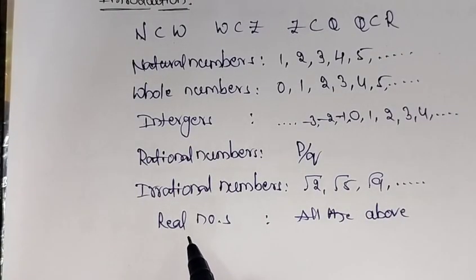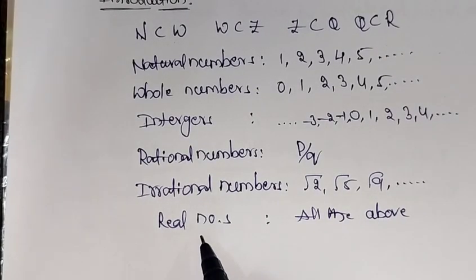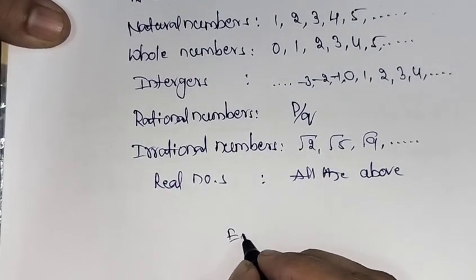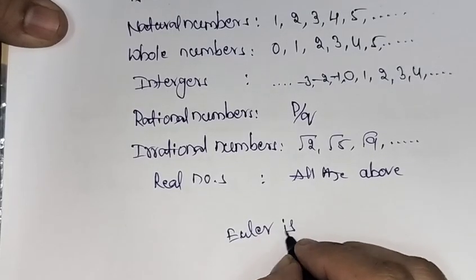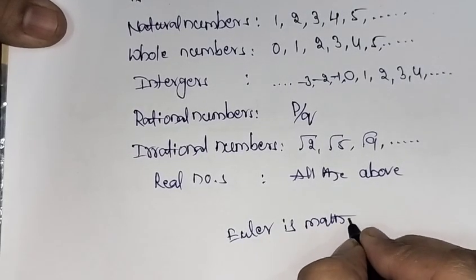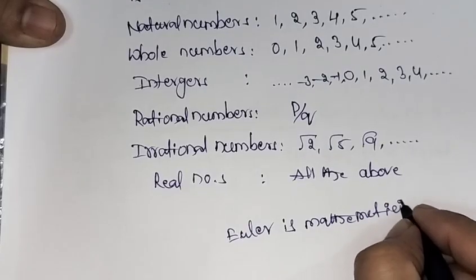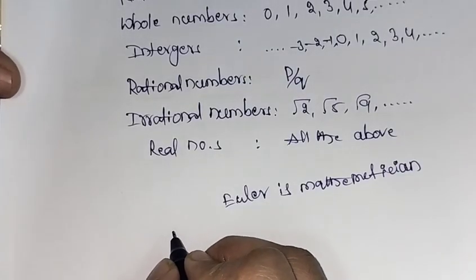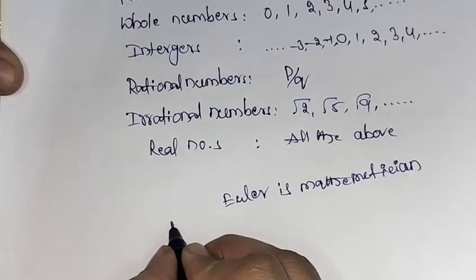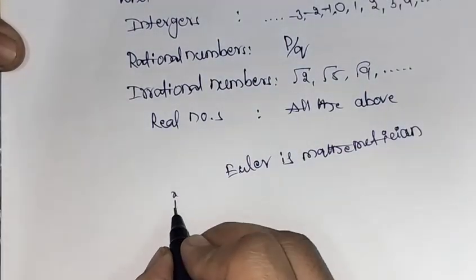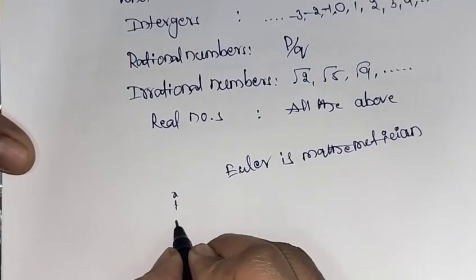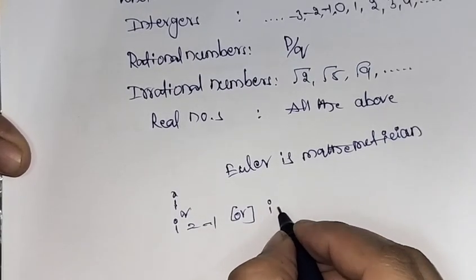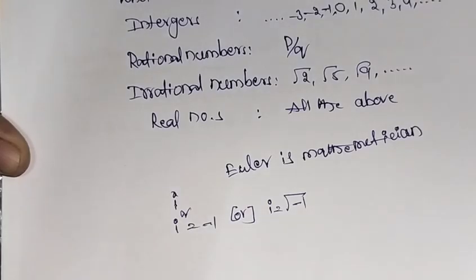So the real number system is gradually extended to the complex number system because of Euler. Euler is a mathematician. Euler introduced the quantity i, which is called the imaginary unit, with the property i square is equal to minus 1, or i is equal to root minus 1.